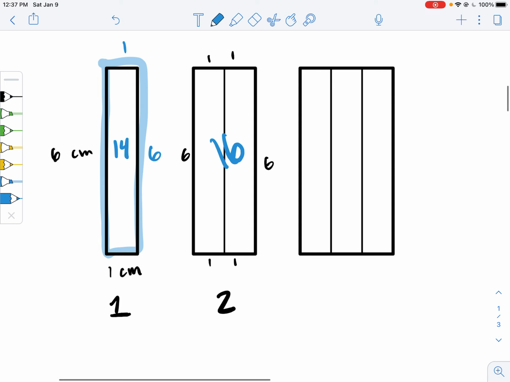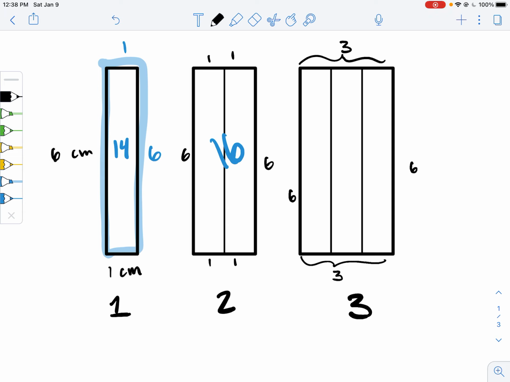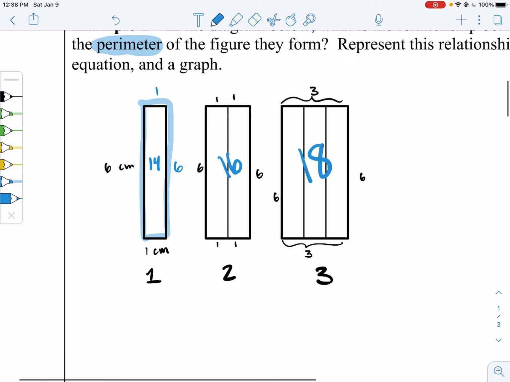And then when we have 3 rectangles, the perimeter is 3 plus 6 plus 3 and so on, which is now a perimeter of 18. Whew, nice.